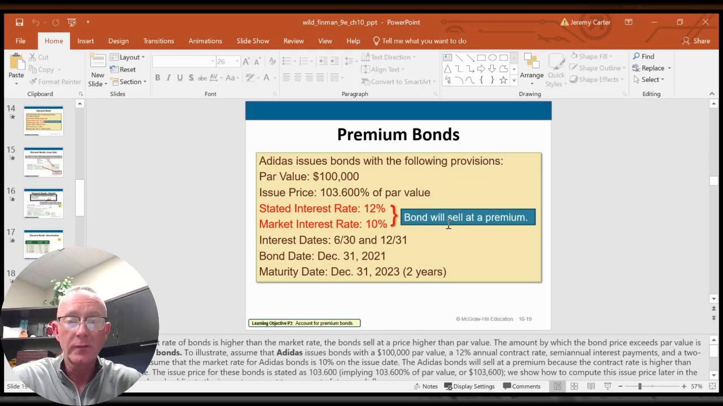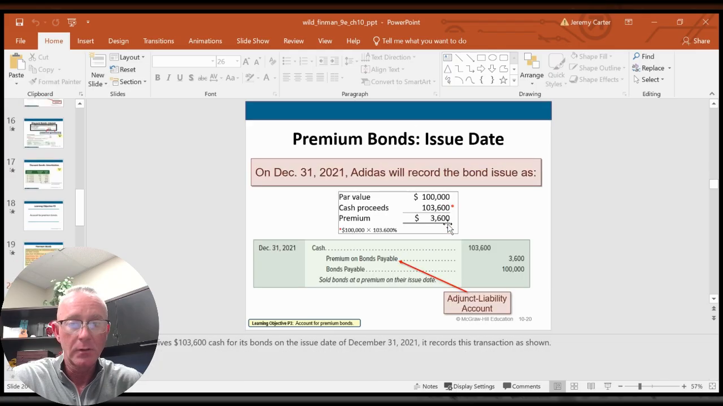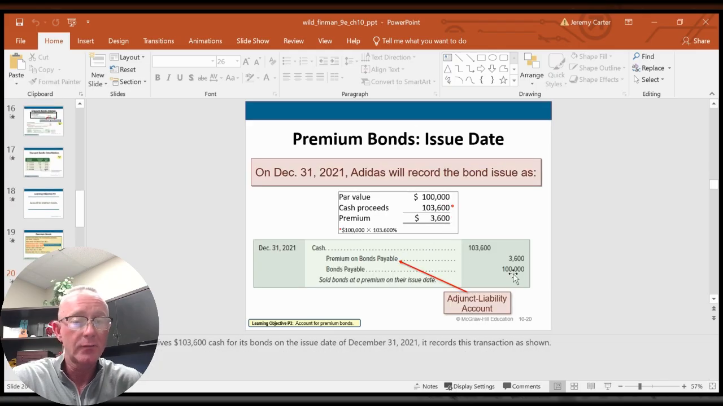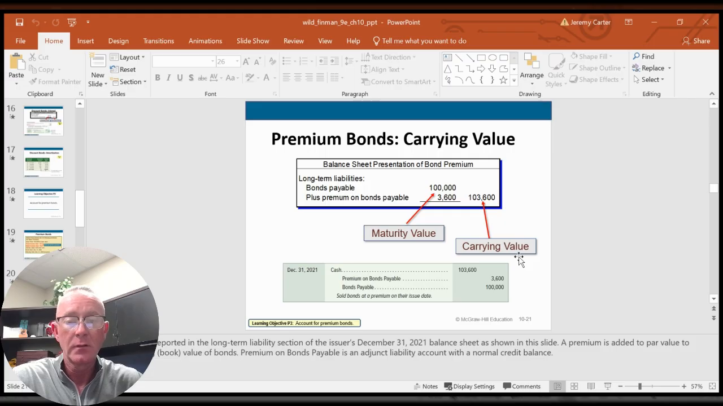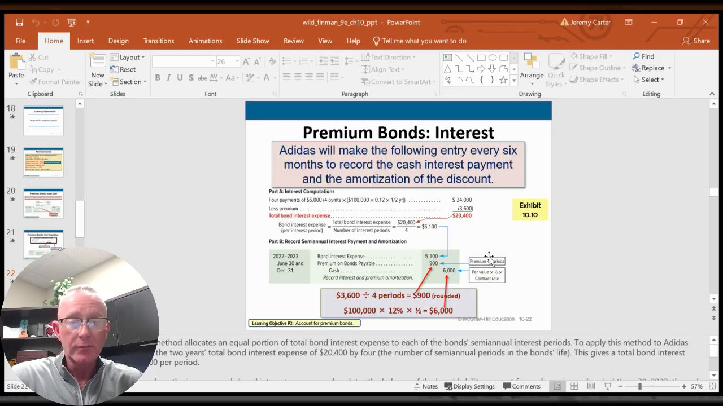The premium works just the opposite. I know I got more cash than the face value, the par value, of my bonds. The premium is our difference. So we're going to amortize this premium the exact same way. It's going to reduce my interest expense because I got more money than the face value and the par value of my bond.